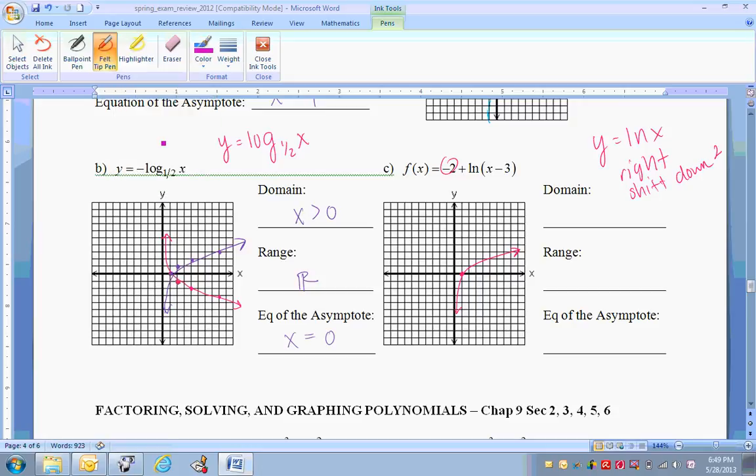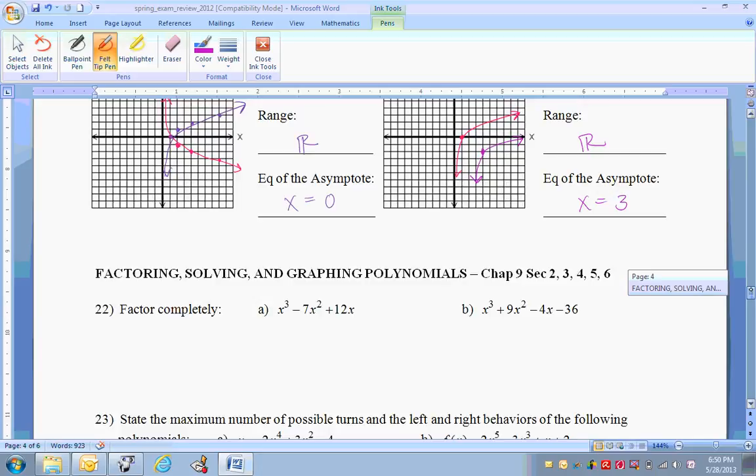So let's go ahead and do that. I'm going to take this point and shift right 3 and then down 2, and I'm going to mimic this graph. My domain for this graph is x must be greater than 3 because I have a horizontal asymptote at 3. My range is all real numbers, because it's going to keep getting higher and higher and lower and lower. And then the equation of my asymptote is x equals 3.